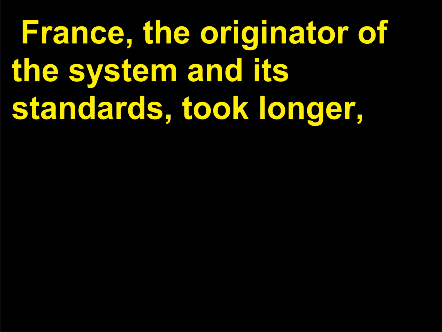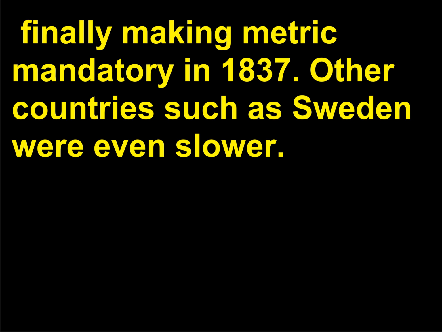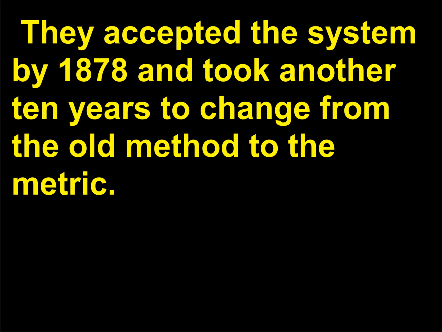France, the originator of the system and its standards, took longer, finally making metric mandatory in 1837. Other countries such as Sweden were even slower. They accepted the system by 1878 and took another 10 years to change from the old method to the metric.